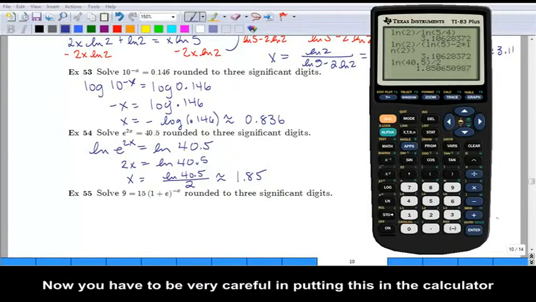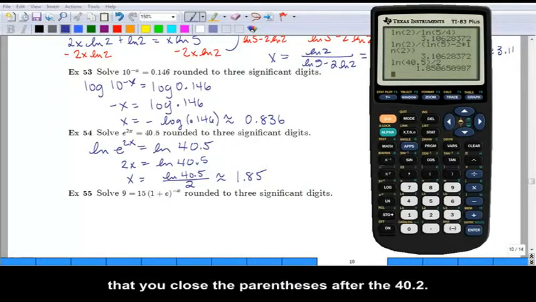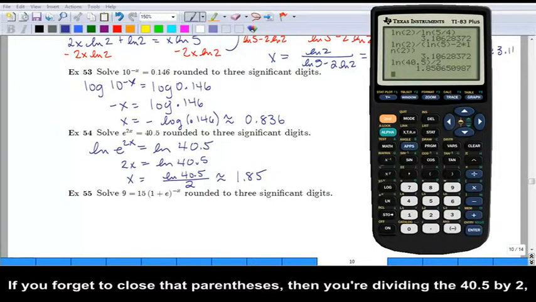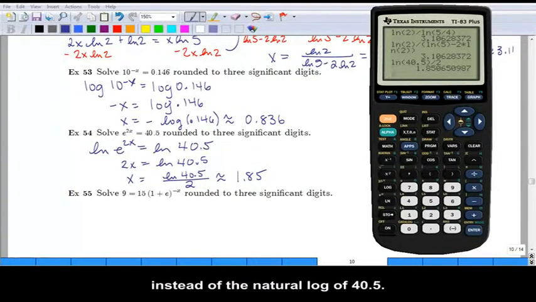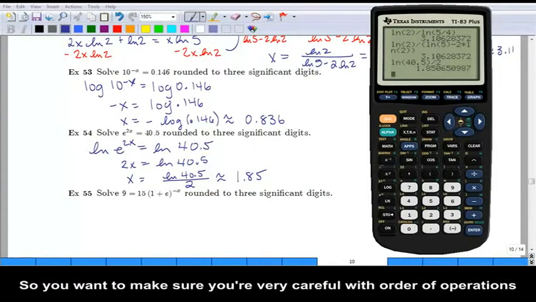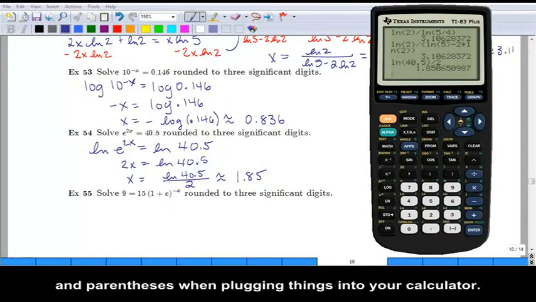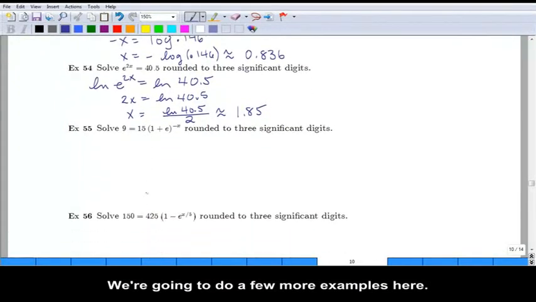Now you have to be very careful when putting this in the calculator that you close the parentheses after the 40.5. That's the only thing you're taking the natural log of. If you forget to close that parentheses, then you're dividing the 40.5 by 2 instead of the natural log of 40.5. So you want to make sure you're very careful with order of operations and parentheses when plugging things into your calculator. Okay, we're going to do a few more examples here.